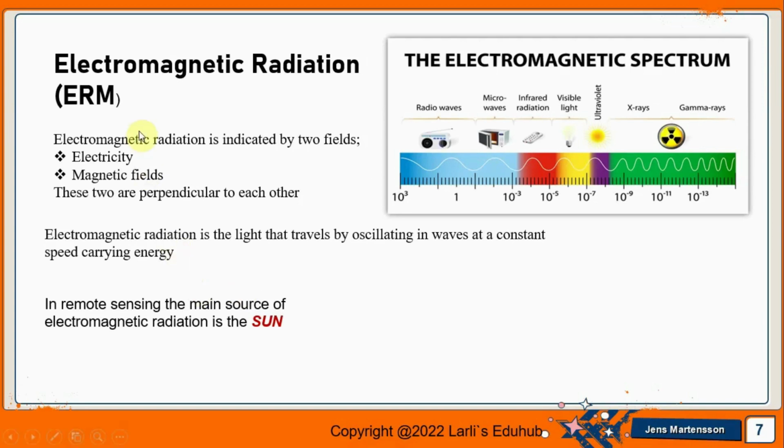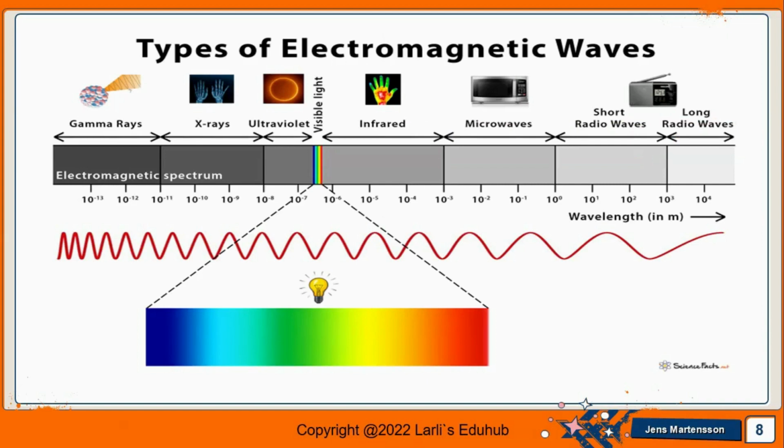So what we have here, electromagnetic radiation is indicated by two fields. We have the electric and the magnetic fields, and these two are perpendicular to each other. So as you can see here, electromagnetic radiation, electricity, and magnetic. This is the definition we have here. And here it says in remote sensing, the main source of electromagnetic radiation is the sun. So as I said earlier, we need the sun in order to get reflected energy to process what we want to study.